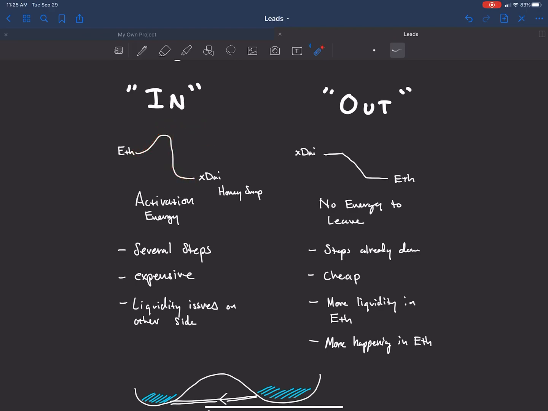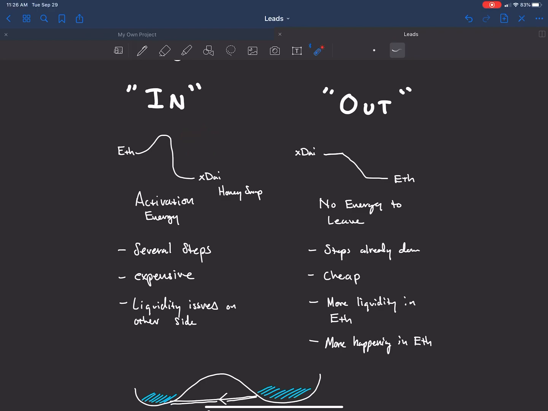Because even though this is a more desirable state to get on xDai, because it's super cheap to do HoneySwap exchange transactions, it is more desirable because the fees are like non-existent, you still have a big amount of energy that you have to put in order to get to the more stable state. And the reason for this is it's several steps. And from my knowledge, even if a project is better, it doesn't matter. This is enough to stop a project from succeeding even at all.